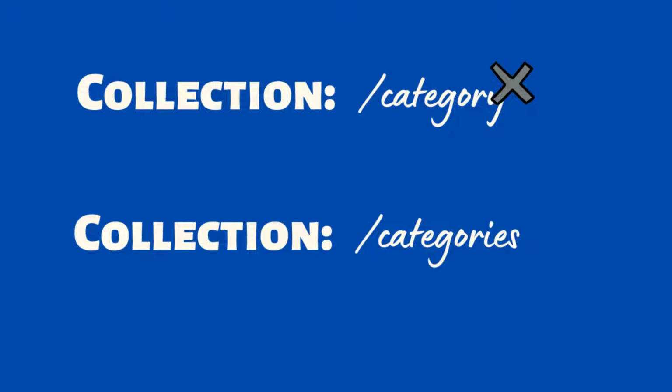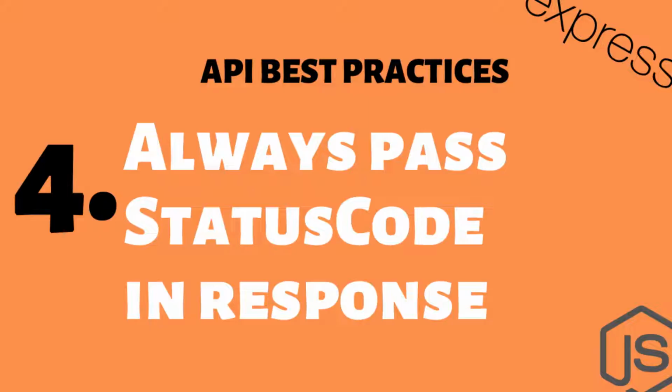Now we will talk about the fourth point. So now we have talked about how we should name our APIs. Now the fourth point is all about how we should pass the status of the API. So when we make an API call, we are going to get some response, and with the response we should add some status code. These status codes will help you to differentiate between the API's responses at the first go.